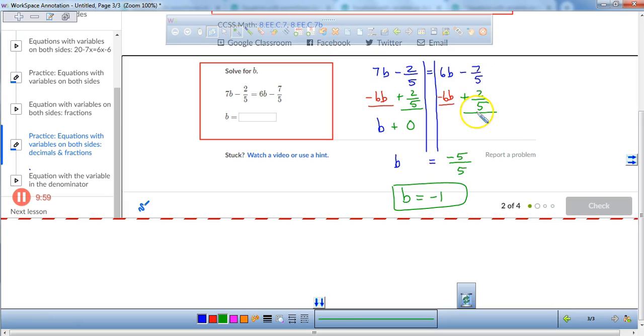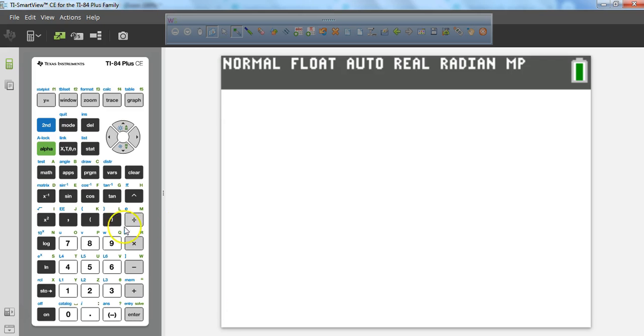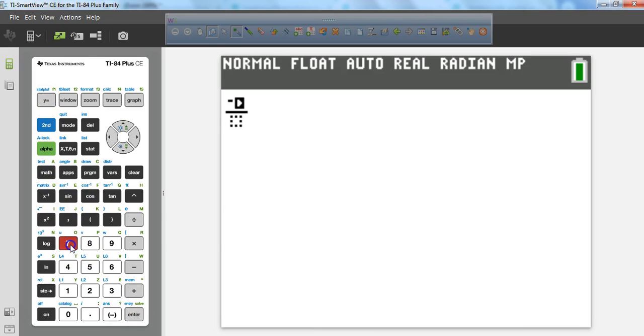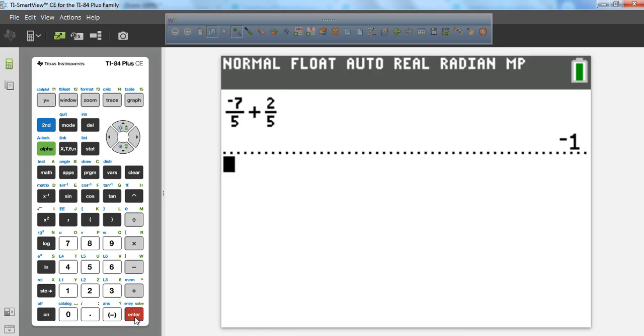Now, let's say you didn't know how to do negative 7 over 5 plus 2 over 5 because you forgot how to add fractions. Well, if you have a graphing calculator, it's very, very easy. You just hit alpha y equals enter. Type in negative 7 over 5, then add 2 over 5, using alpha y equals enter again. And look what happens. Boom, equals negative 1.